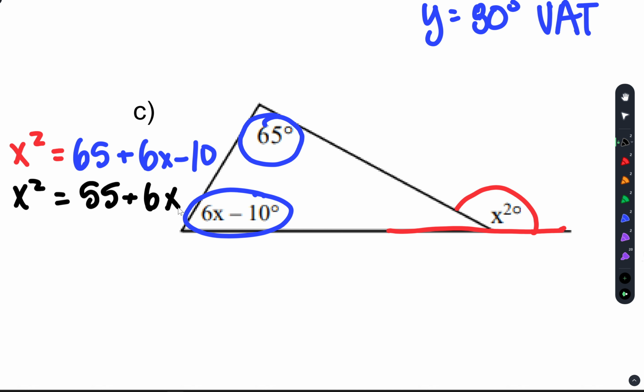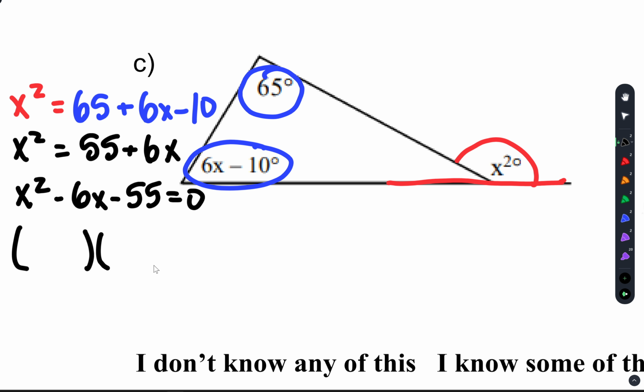Uh-oh, we're not going to be afraid when we have to factor, right? We're going to move everything to one side. And I'm going to figure out what are the factors of my first term, x squared. Well, it has to be x and x. And then factors of 55 that add up to negative 6. What do we think? Casper. 5 and 11. Which one's positive? Which one's negative? Negative 11, positive 5. Perfect.